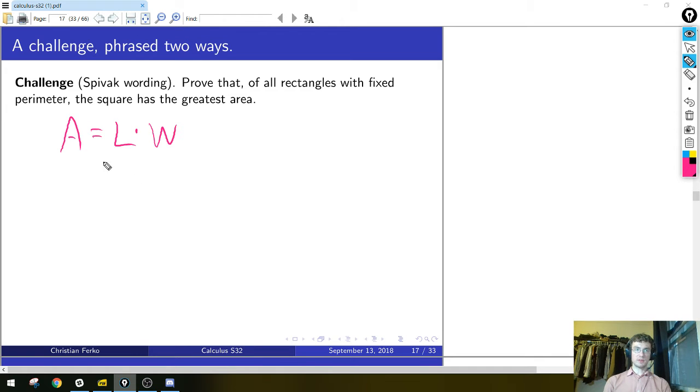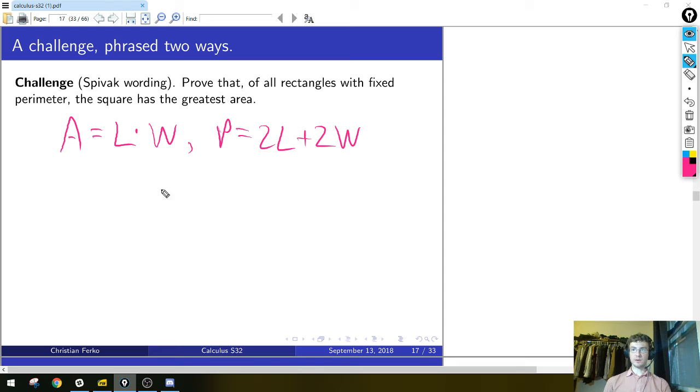So that's what we want to maximize. Now we just need to take into account the fact that the perimeter is fixed, right? So what is the perimeter of a rectangle with length L and width W? 2L plus 2W equals some P. Yeah, I'll call it capital P for perimeter.